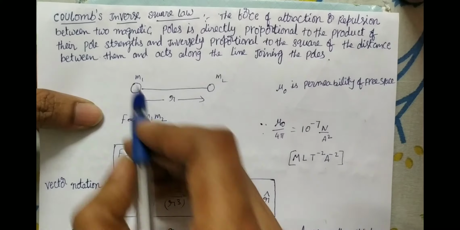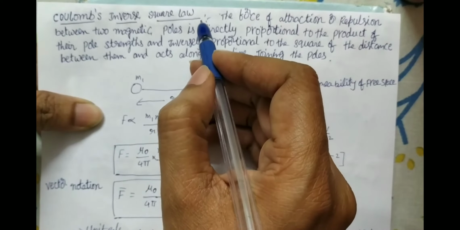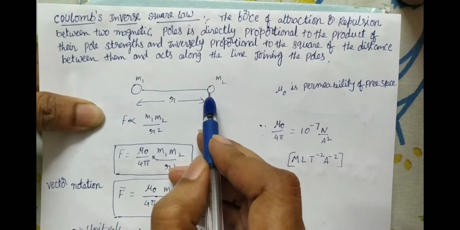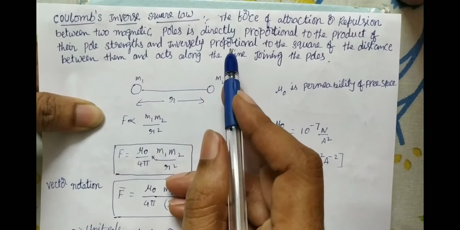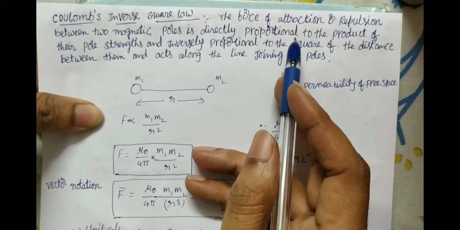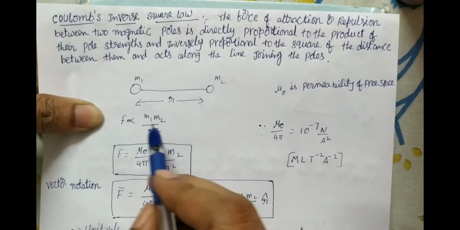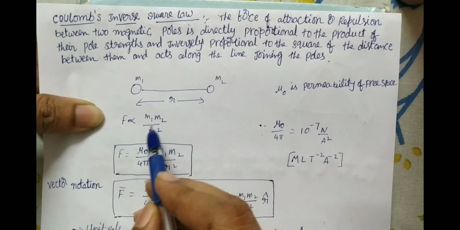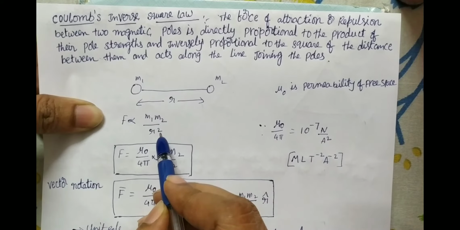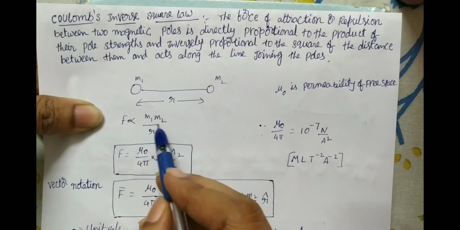About Coulomb's inverse square law of magnetism. So, what is the force between two isolated poles? According to the definition of Coulomb's inverse square law, the force between two magnetic poles, may be attraction or repulsion, is directly proportional to the product of their pole strengths and inversely proportional to the square of the distance between them. Here R is the distance between the poles, M1 and M2 are pole strengths.